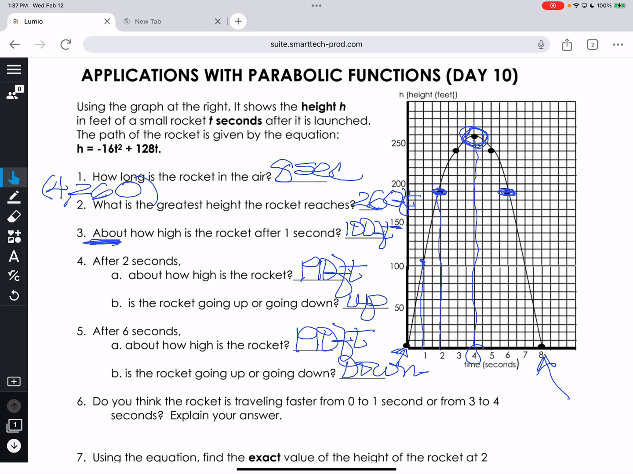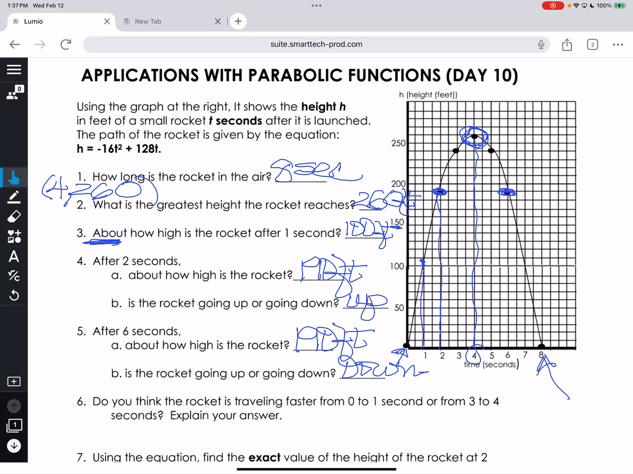So, do you think the rocket is traveling faster from 0 to 1 second or from 3 to 4 seconds? 0 to 1. Why do you say that? Because it went from 0 all the way to 190 in 2 seconds.